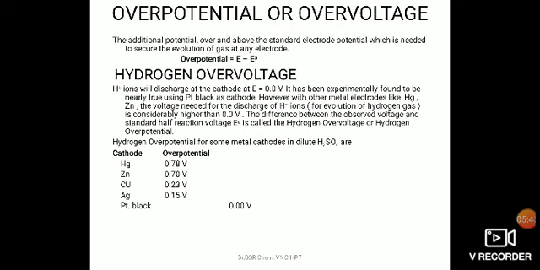Therefore, by this table, we can infer that by using platinum black as the electrode, it is very easy to discharge H+ ions and liberate hydrogen gas there. And it is very difficult with mercury because its over potential is 0.78 volts. So more energy we have to spend there. That's why we have to apply more potential so that we can liberate hydrogen gas by taking mercury as the cathode. So that's how this table indicates that platinum black very easily liberates hydrogen gas, whereas with mercury it is very difficult to liberate hydrogen gas. That is the concept of hydrogen over voltage.